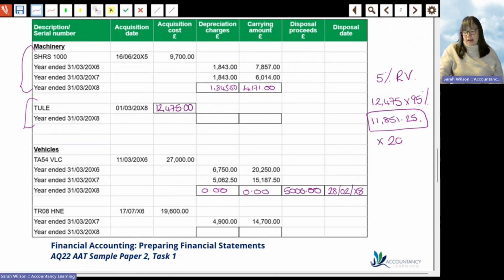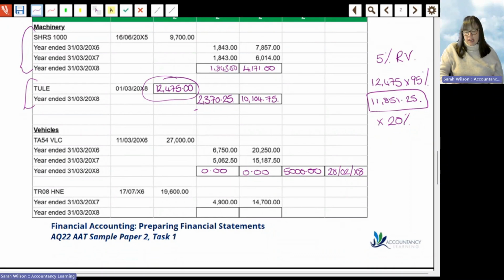So you'll multiply that by 20%, which gives you £2,370.25. And again, your carrying amount is then your cost, so your total cost here less the charges, to give 10,104.75.